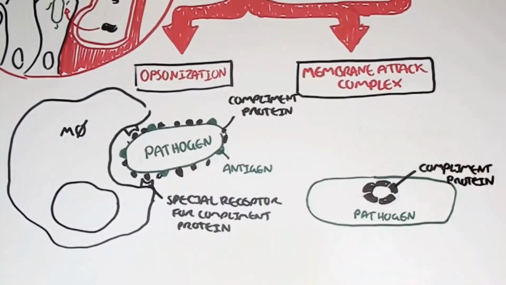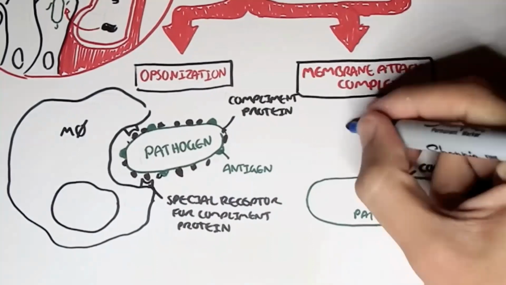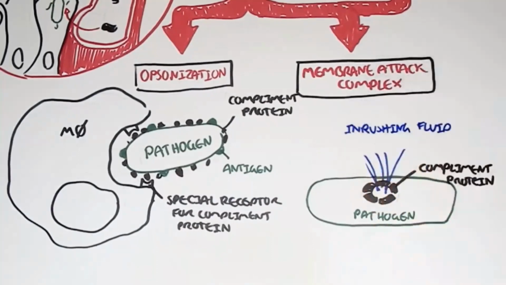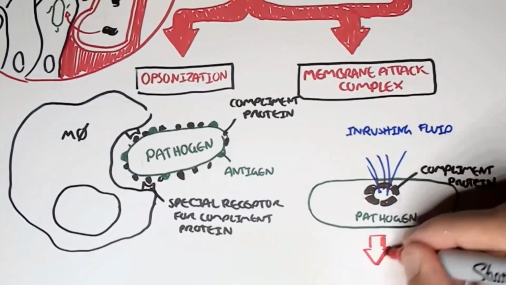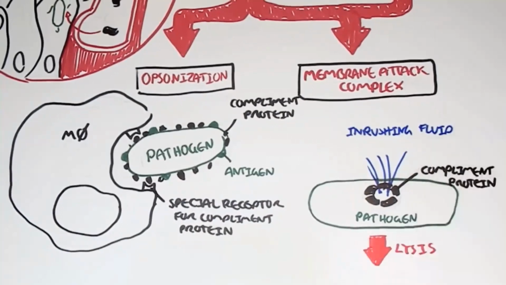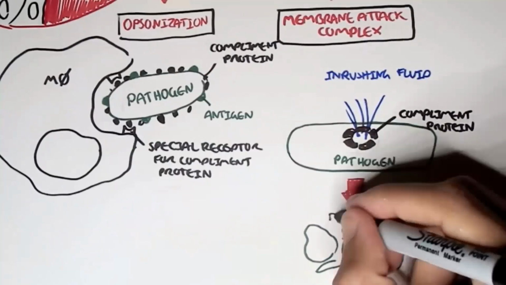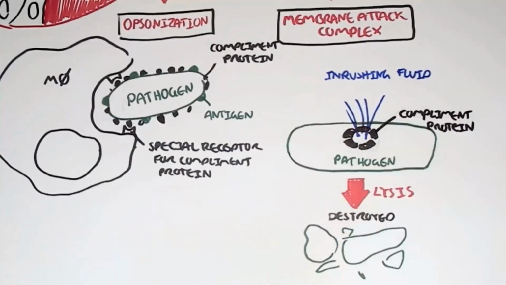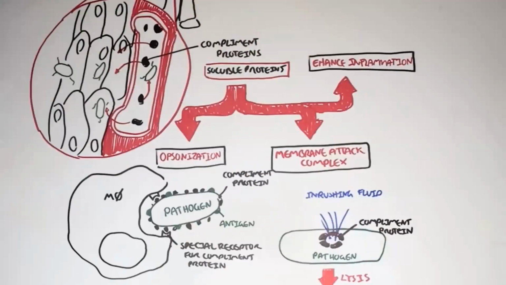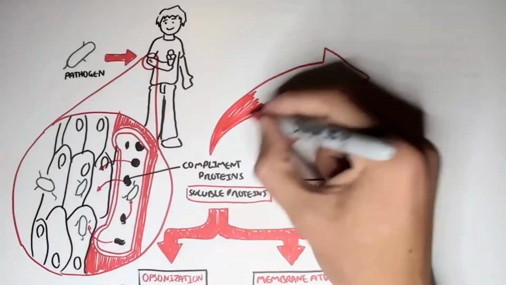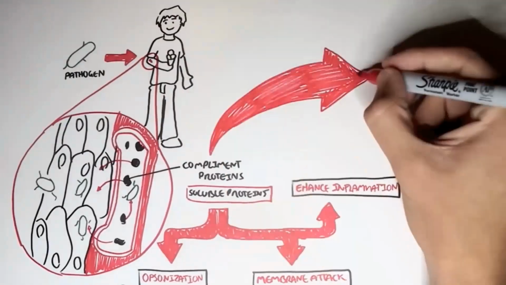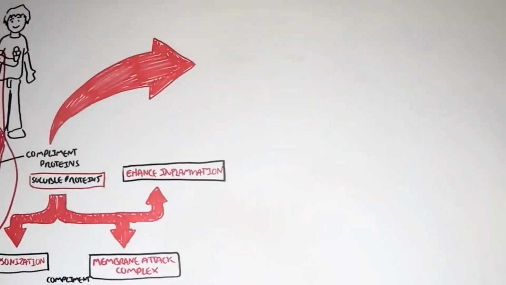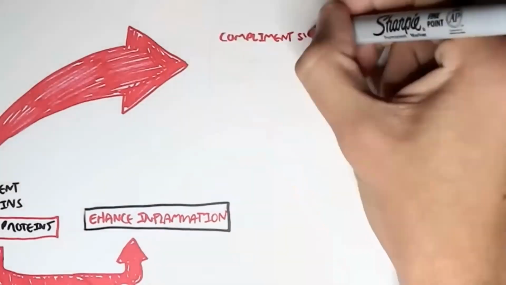A membrane attack complex is essentially when a group of complement proteins makes a hole in a pathogen, which causes inrushing fluids, creating an imbalance in osmolarity, which causes the pathogen to lyse, to be destroyed. And we will see later on in this video how the complement proteins initiate opsonization, the membrane attack complex, and enhance inflammation. But for now, let's see where complement proteins come from.